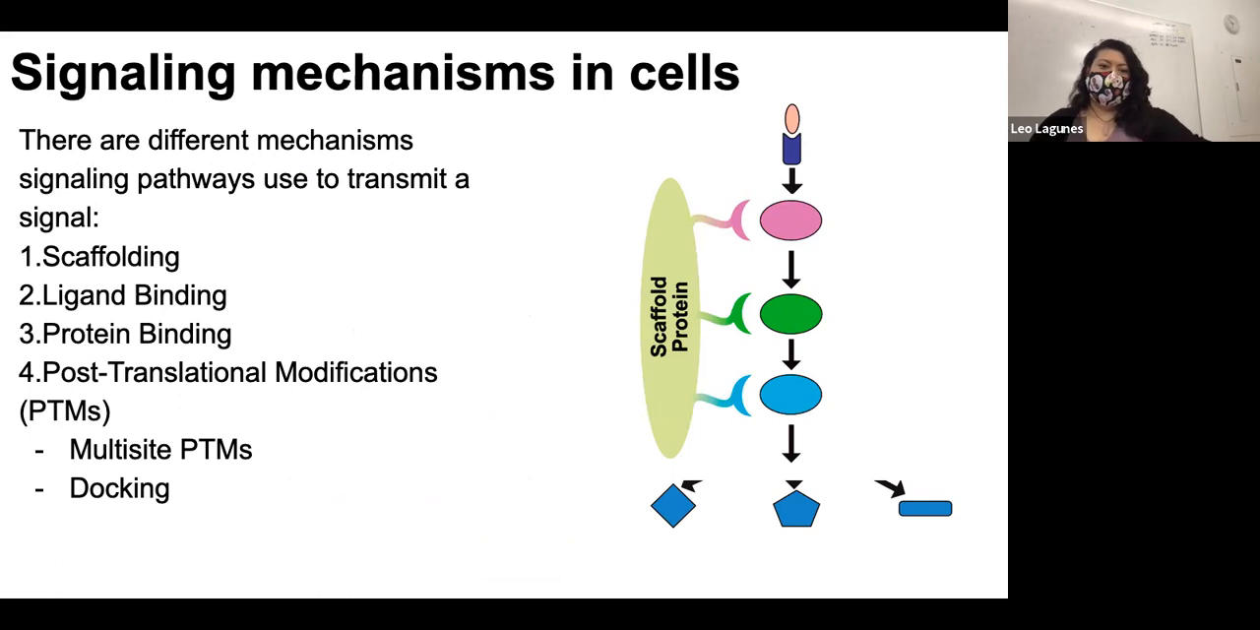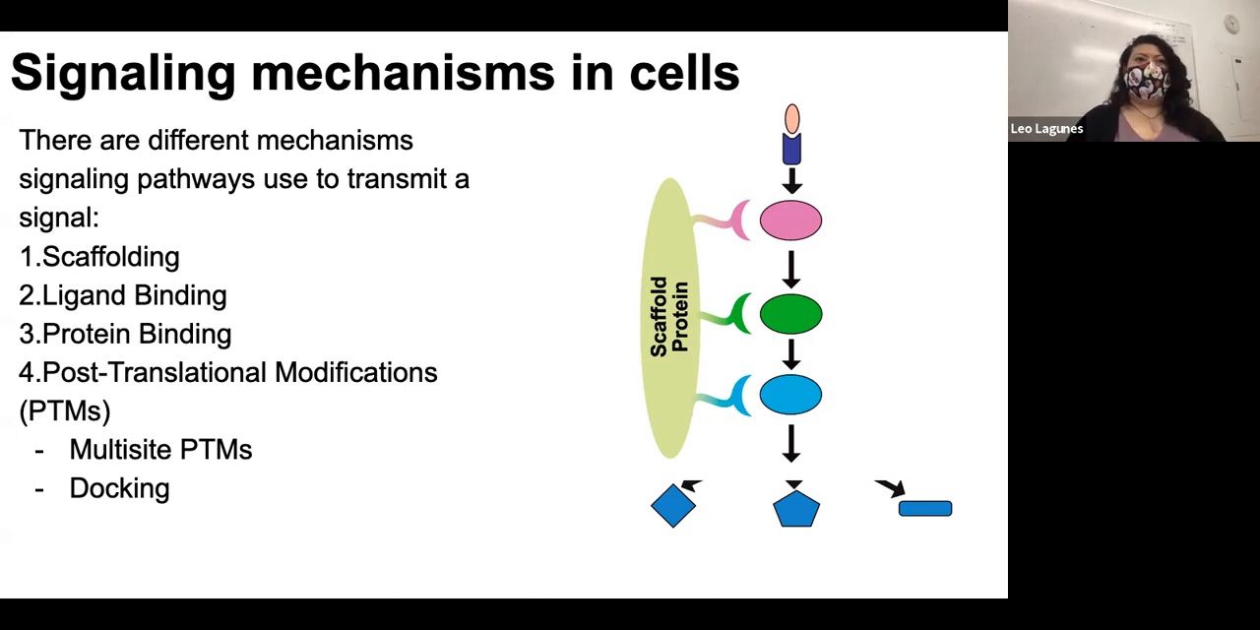There are a lot of different mechanisms that cells or signaling pathways use to transmit these signals. One that's very interesting is scaffolding. A scaffold protein is usually a larger protein that binds to different parts of the same pathway, in theory, to help them find each other faster or to move them all where they need to be. So scaffolding is one way of transmitting a signal.